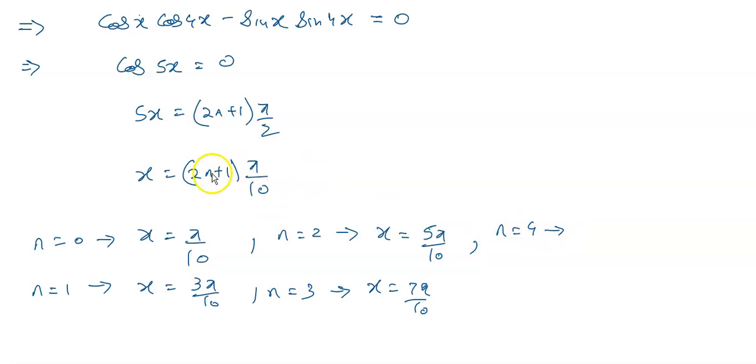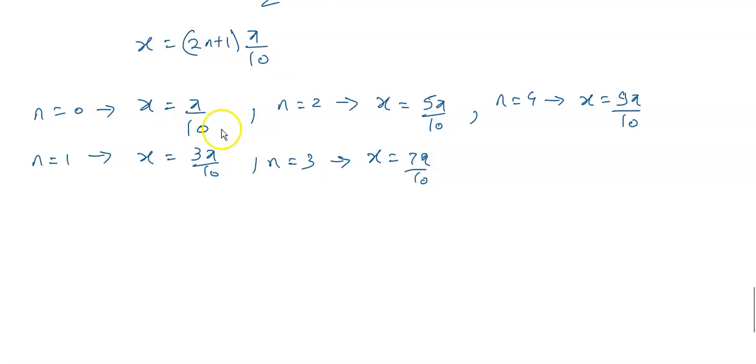Corresponding to n equal to 4, in fact, you can directly see from here that 2n plus 1 should not become greater than 10. So the possible values are 1, 3, 5, 7 and 9. So corresponding to 4, x will be equal to 9 pi by 10. So we can see therefore there are 5 solutions.